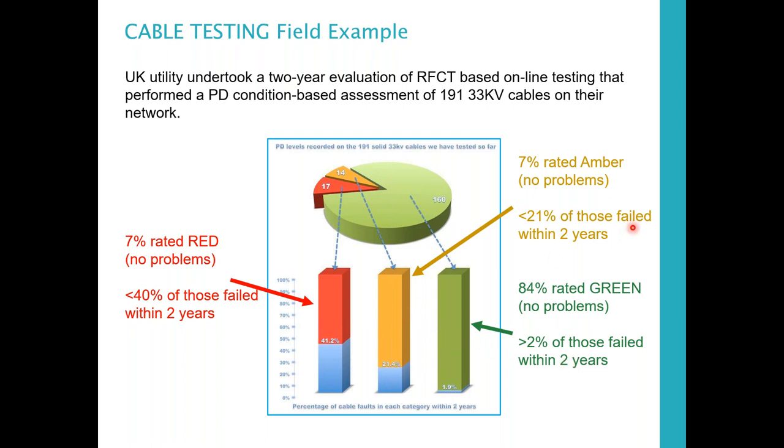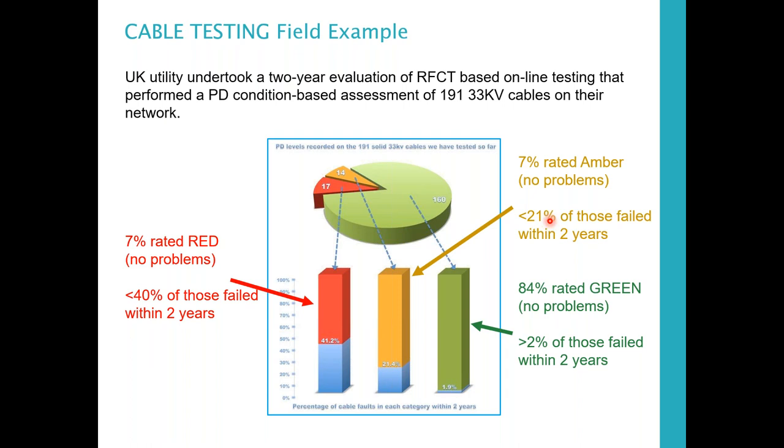They found that 21% of those cables that were identified as moderate levels failed within those 2 years. And over 40% of the cables that they considered severe failed within that 2-year period. So what they were able to deduce from this was, yeah, when we identified it, within two years of us testing it, we had 61% of the cables identified as having problems actually fail within that period of time.